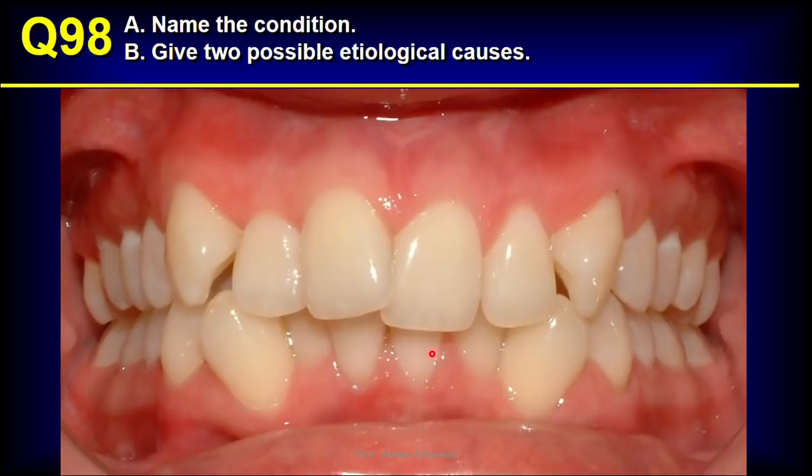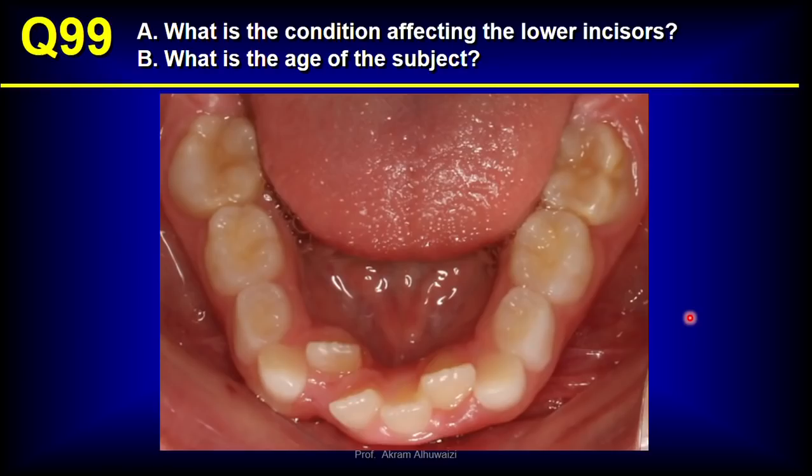It could be because of the small jaw or large teeth, a disproportion between the teeth size and the size of the jaw, or it could be because of mesial migration of the sixes, because of early loss of deciduous teeth. What's the condition affecting the lower incisors? It's crowding. And what's the age of the patient? The patient would be from 8 up to 10 years of age.